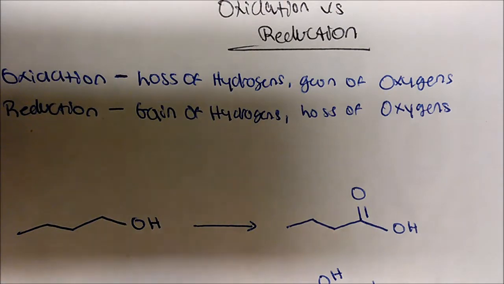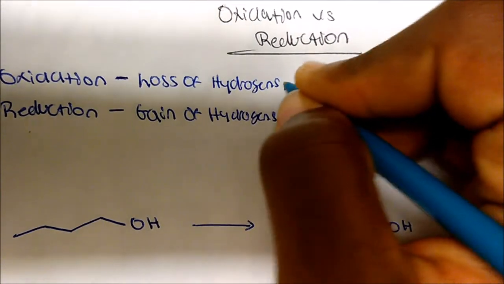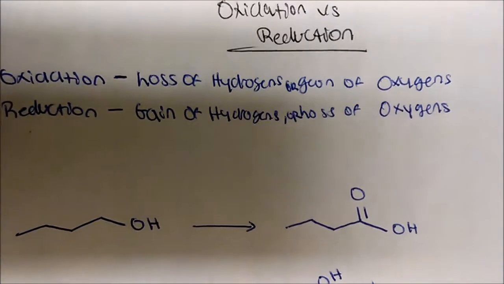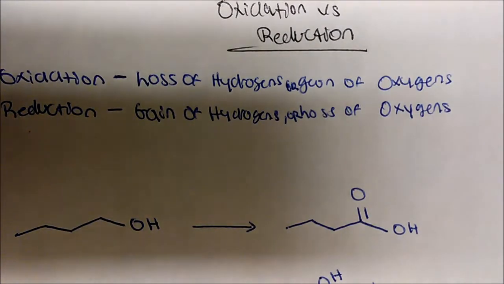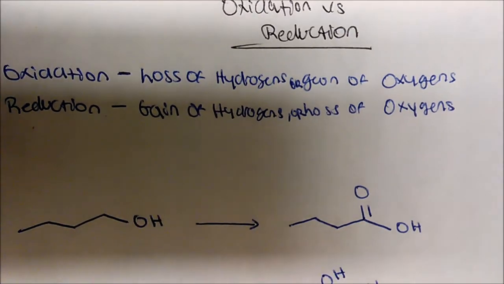Now, to be very precise, this is an or. So it's not both. It doesn't have to be both. It's the loss of hydrogens or the gain of oxygens for oxidation, and the gain of hydrogens or the loss of oxygen for reduction. So either or. I just want to make that clear. If you approach these the way I think of it, then you'll always be correct.